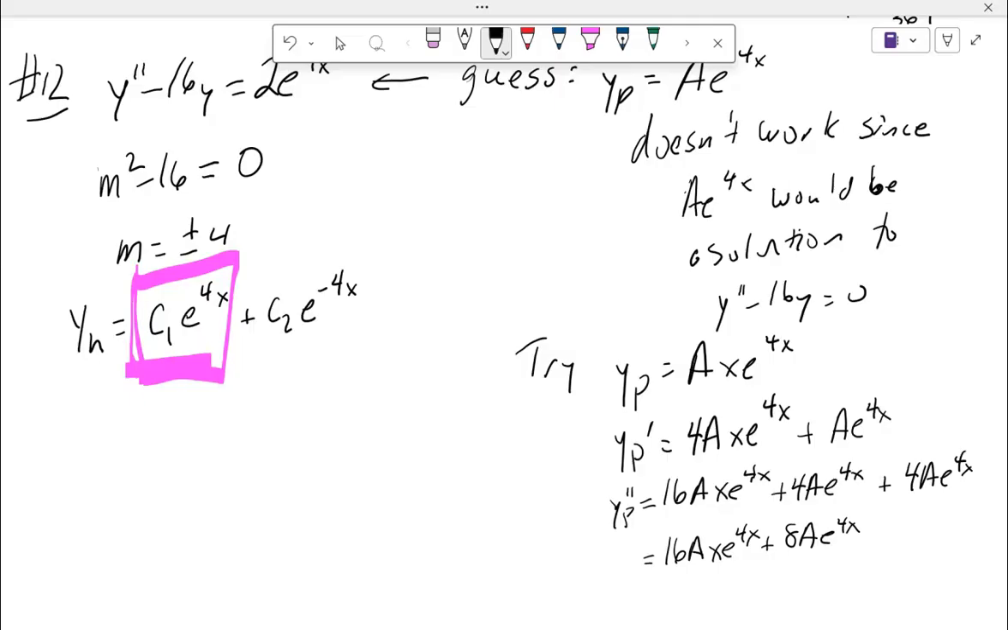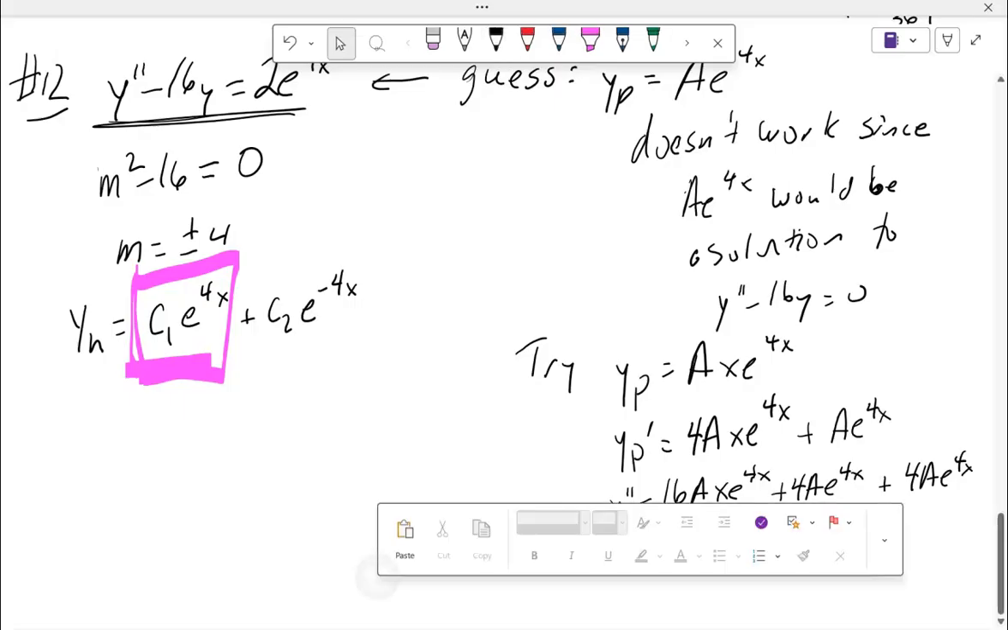So far, so good? Okay with this so far? All right. So again, let's just plug it in. Here's our equation back up here.